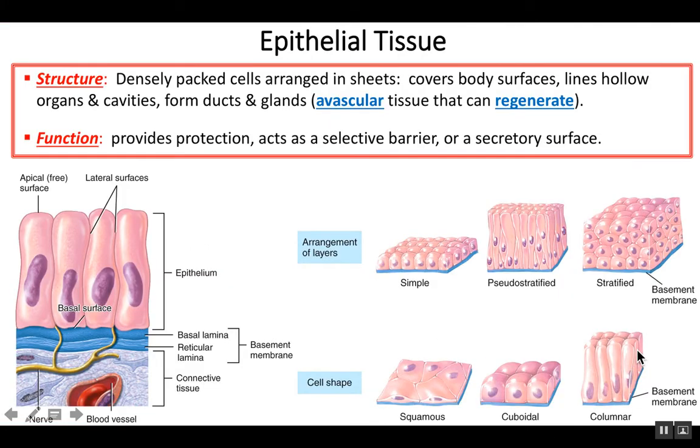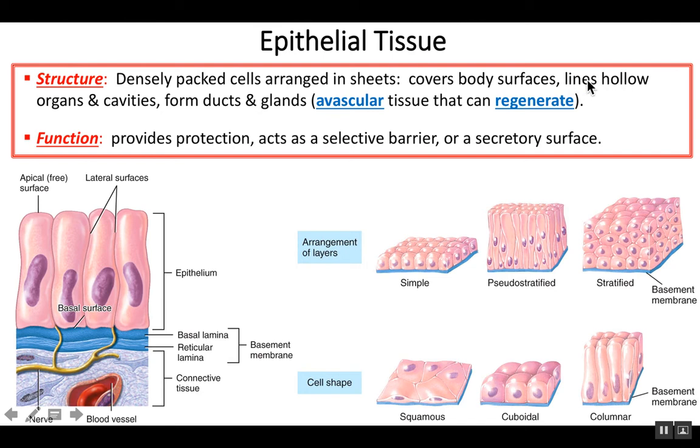So we will begin with epithelial tissue. This is a general introduction to epithelial tissue. First, the general structure. Densely packed cells arranged in sheets. So these sheets can cover body surfaces like your epidermis. It might line the inside of hollow organs.